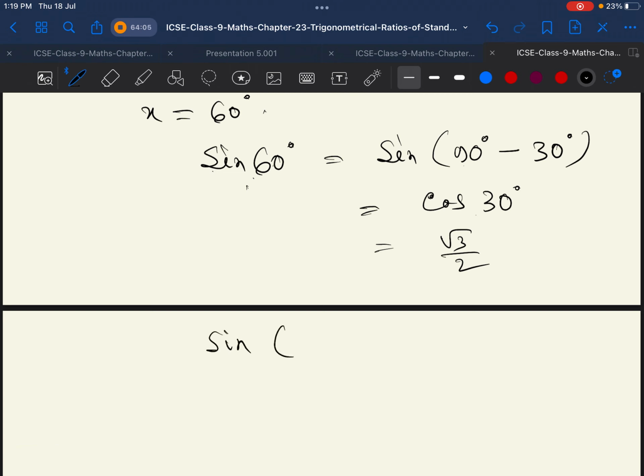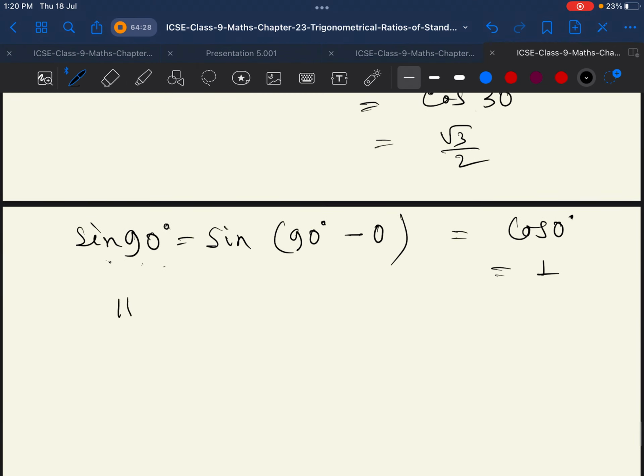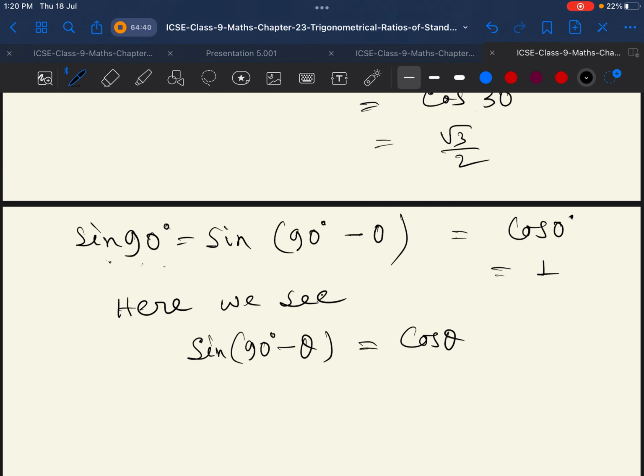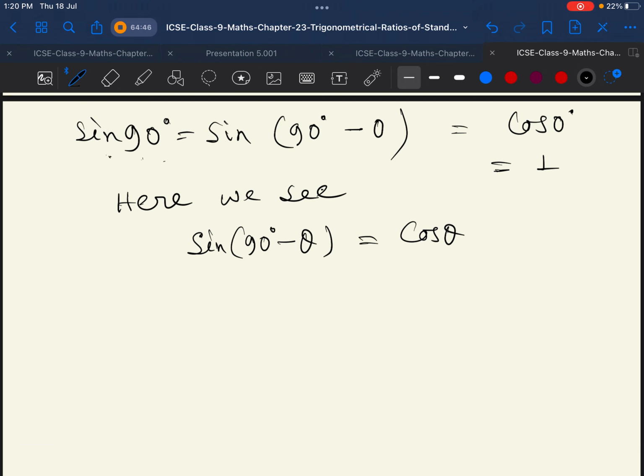Now we can write sine of 90 minus 0 degree. So this is cos 0. Cos 0 is 1. Sine 90 is 1, we know. So sine 90 is cos 0 degree. Okay, so here we see sine of 90 minus theta equals to cos of theta.